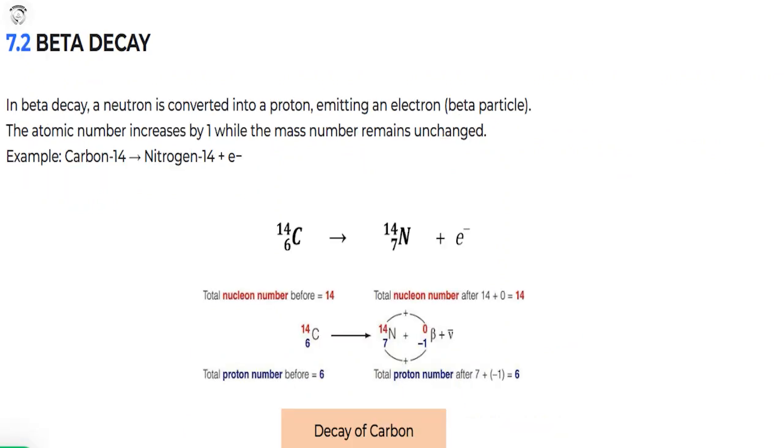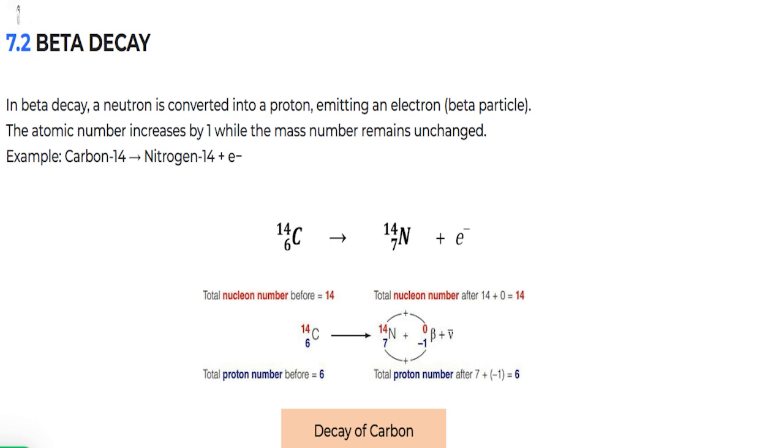Next is beta decay. In a beta decay, a neutron is converted into a proton, and this emits an electron. So when a neutron converts into a proton, our atomic number will increase by 1. But since we are just converting one neutron to a proton, the total number of subatomic particles within the nuclei remains the same. This is just a change from neutron to proton within the nuclei. So although our atomic number increases by 1, our mass number remains unchanged.